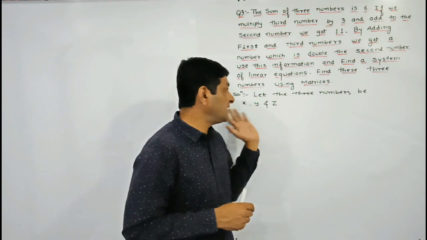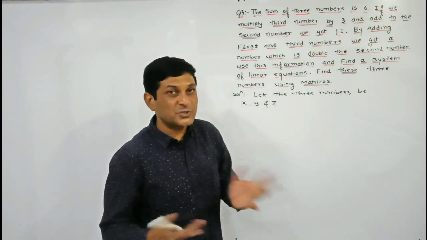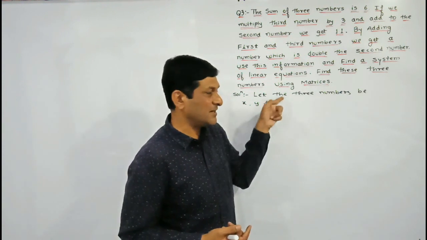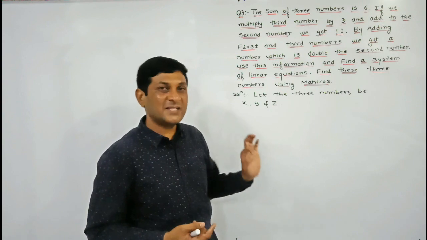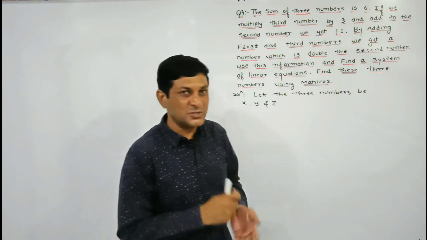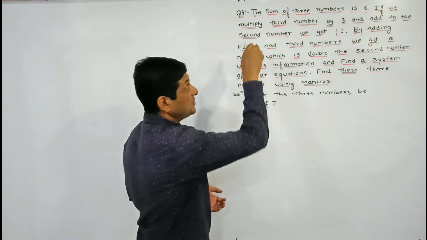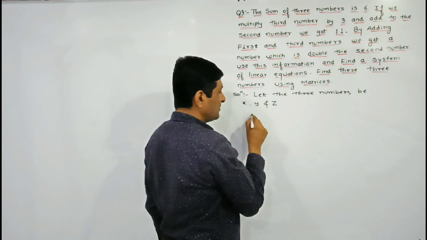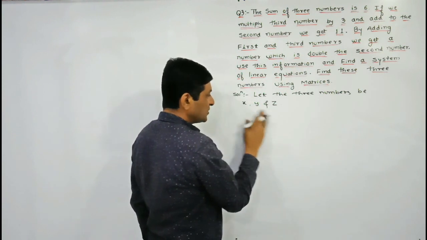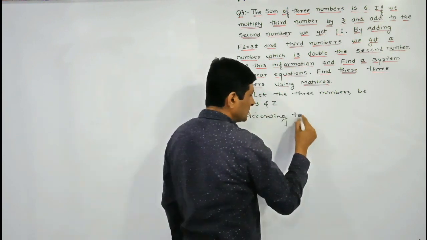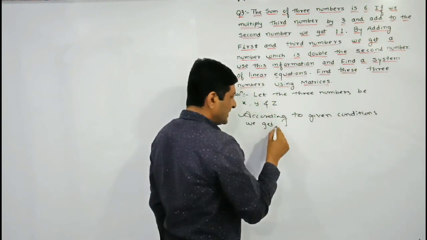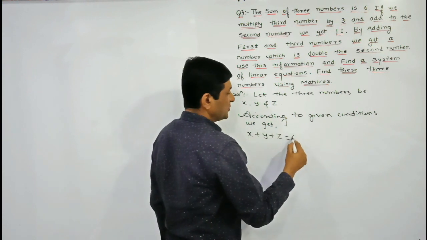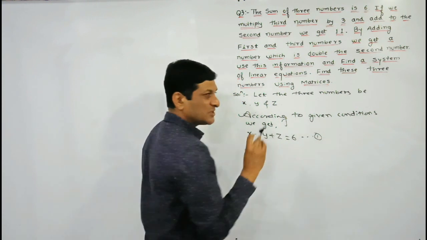So let us denote these three numbers by X, Y and Z. The question is to find the values of X, Y and Z, because the required three numbers we are denoting by X, Y and Z. So let us use the conditions to form the equations. What is the first condition? The sum of three numbers, which we have denoted by X, Y, Z, is 6. So according to the given conditions, we get: the sum of these three numbers is equal to 6. In this way we have got equation number 1.